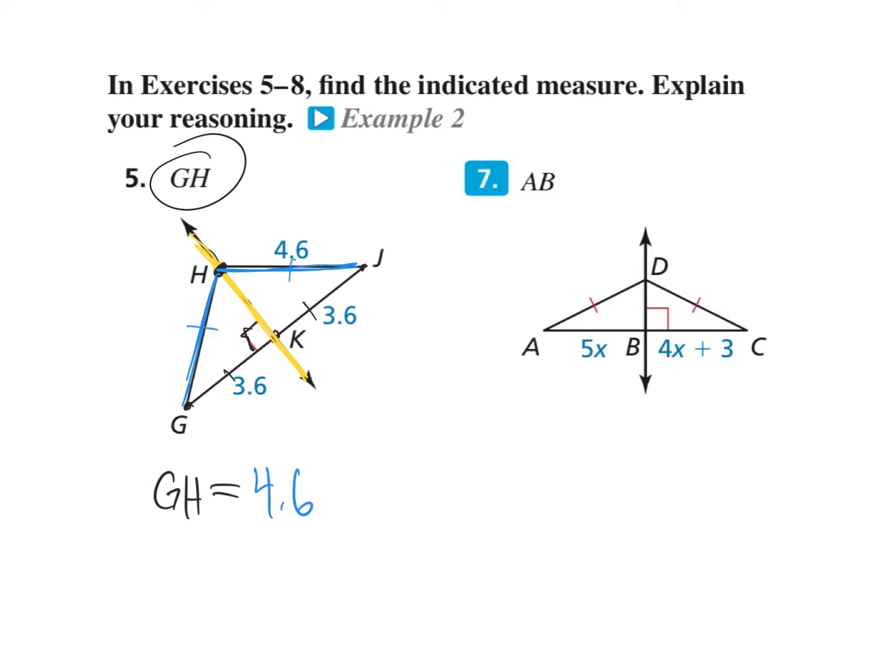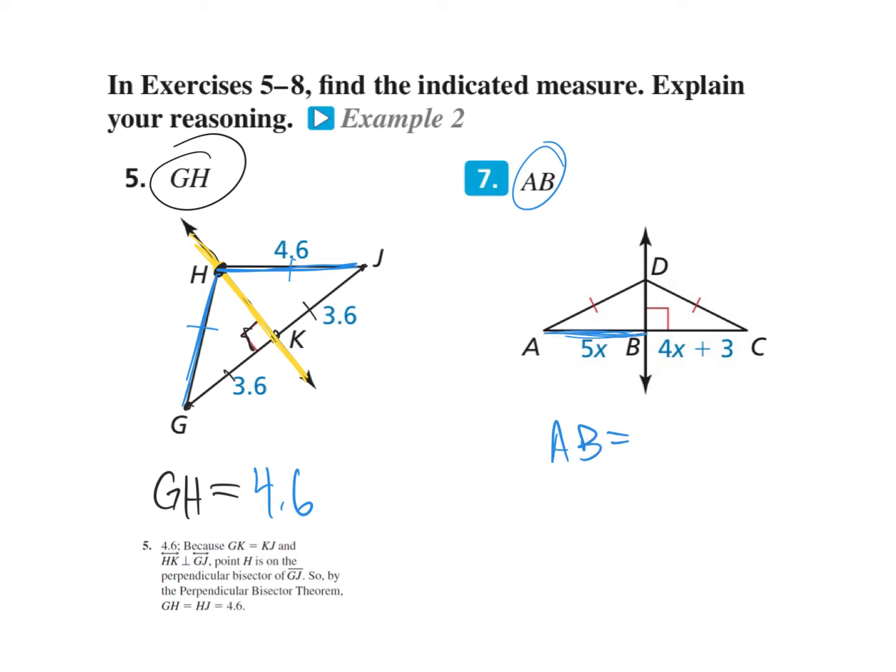Okay? All right, number 7. And we're looking for AB. So what does AB equal? AB is this line right here. Well, because D is equidistant to the endpoints, that means this is a perpendicular bisector here. We have the 90 degrees there. That means B is also on the perpendicular bisector and is equidistant to the endpoints.